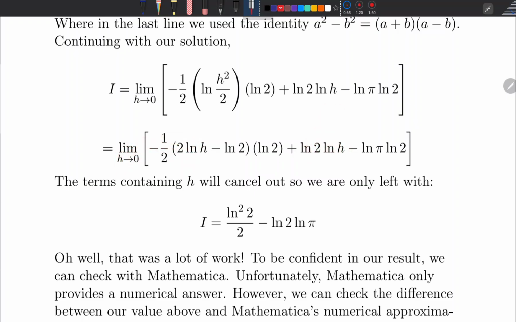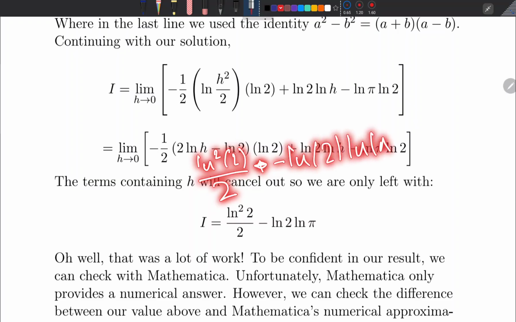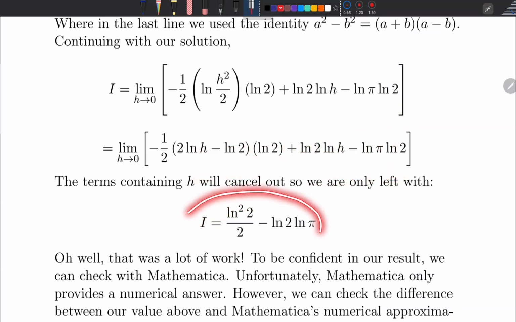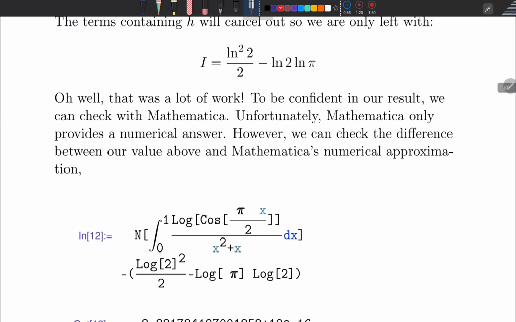So we would be having this, the 2 cancels out, and we would be having minus natural logarithm of h. Wait a sec, this is your 0. So we are having natural logarithm squared of 2 over 2, right? And minus natural logarithm of 2 times natural logarithm of pi. So that's what we are having so far, and this is the final result actually.